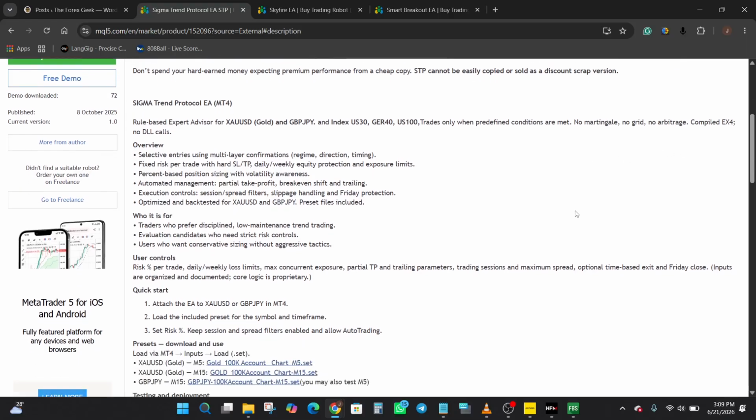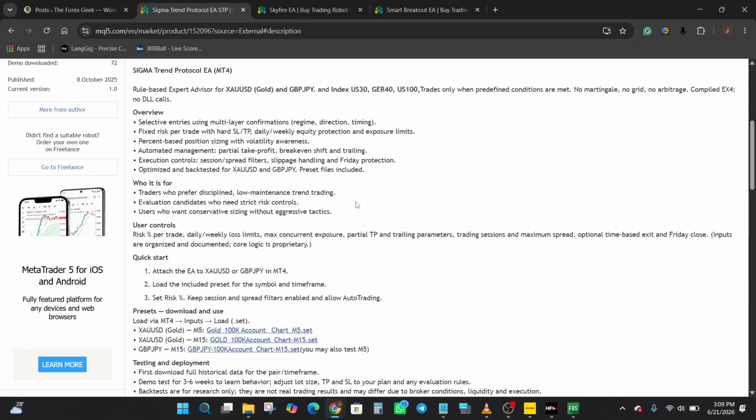Risk management appears to be a major focus of this EA. The page highlights fixed risk per trade along with hard stop loss and take profit levels. There are also daily and weekly equity protection measures as well as exposure limits designed to control overall account risk. Now, position sizing is percentage based and incorporates volatility awareness according to the developer's description.